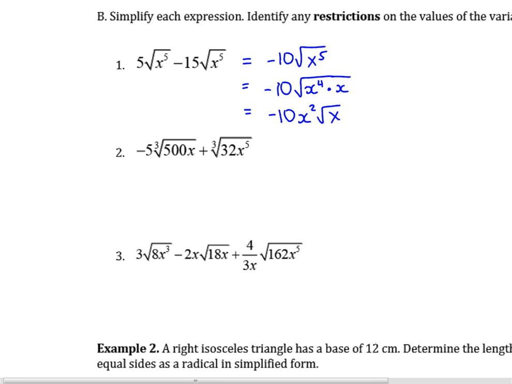Restrictions on x: x cannot be negative, so x is greater than or equal to 0. It's a square root, and this was an odd power, so no matter what, it's still going to be a negative. If you look at this final answer, there's still root x there. It can't be negative.